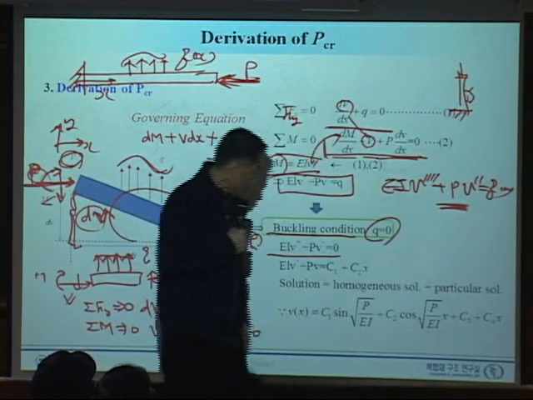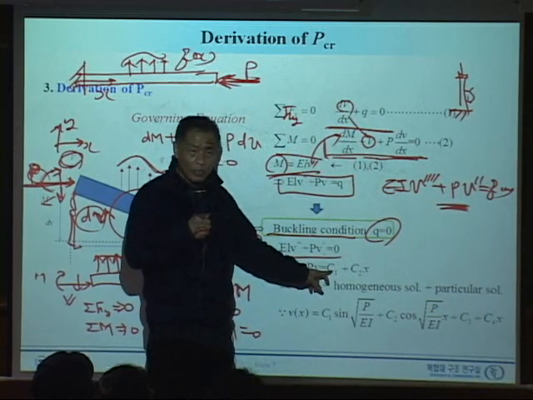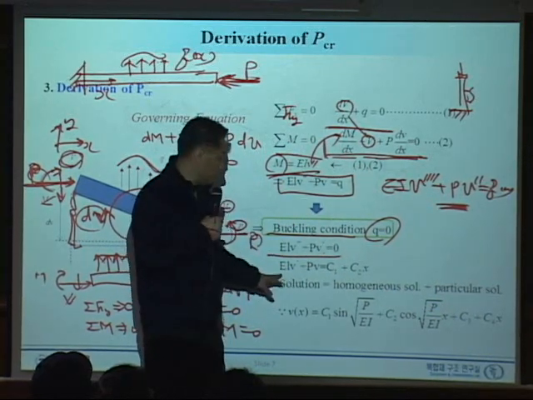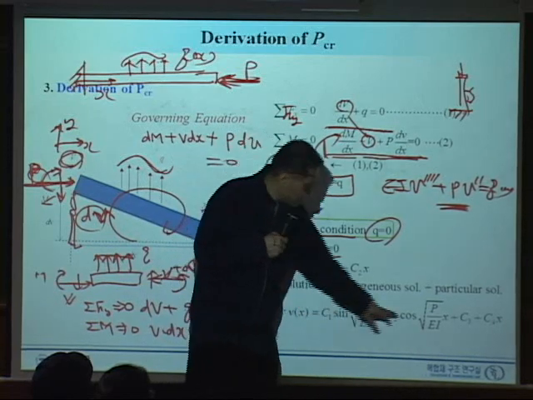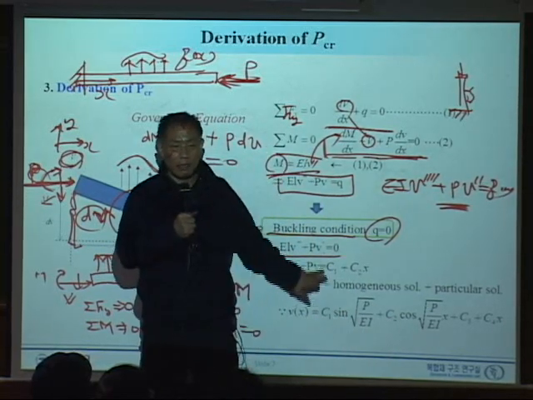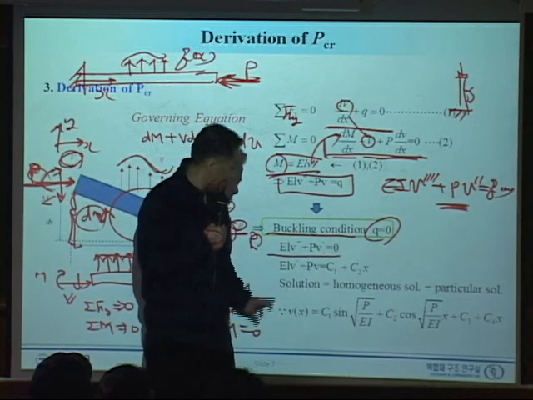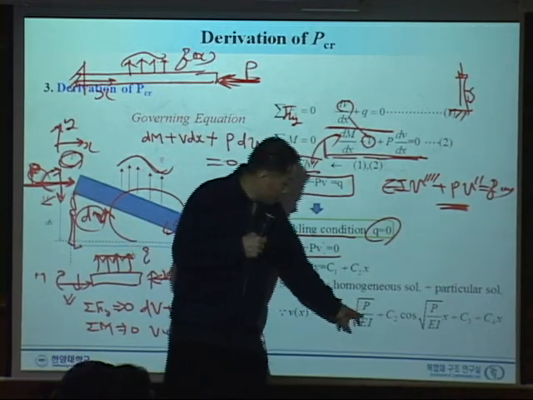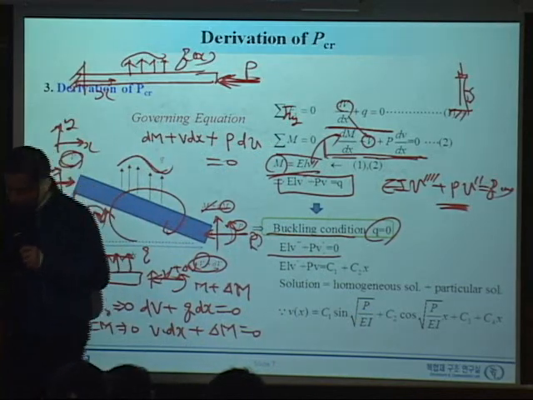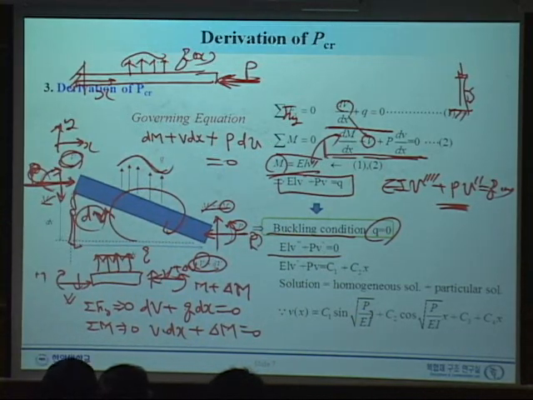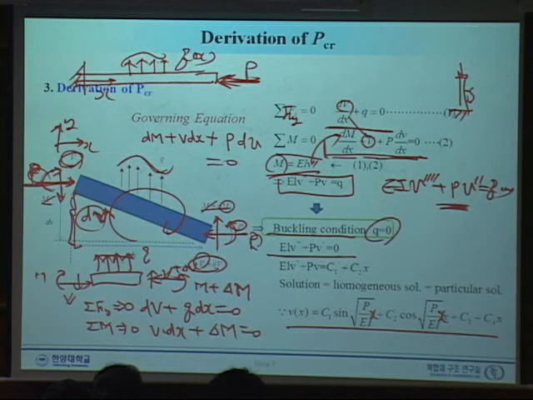And for the homogeneous solution, let's say we have a zero there, then what is the general solution? Well, we do know that the general solution consists of sine and cosine, right? Sine and cosine, with simply the square root of P over EI times x. So you need to know this is the general solution to this fourth order differential equation: sine, cosine, and constant plus linear.